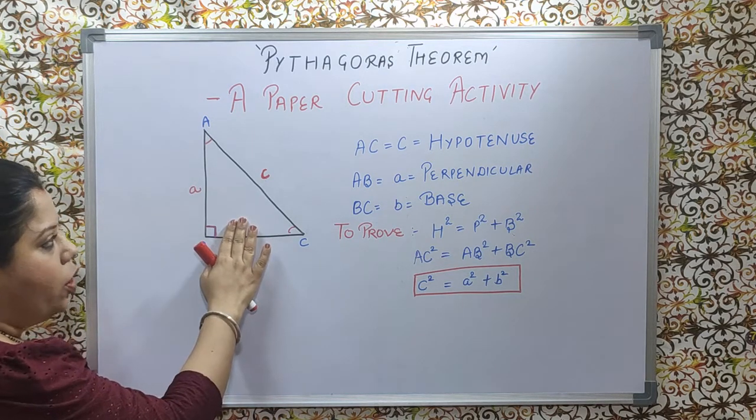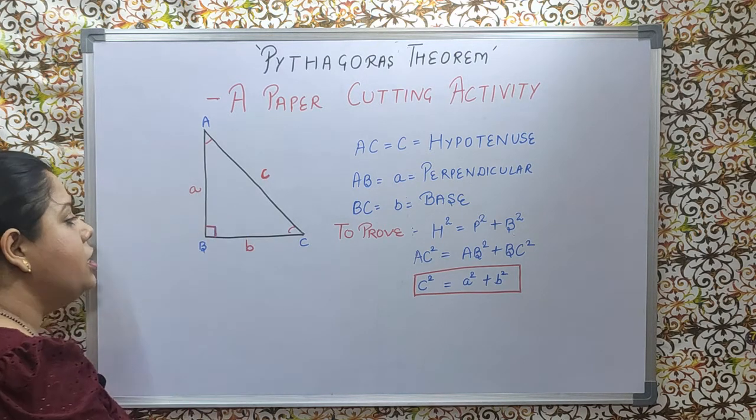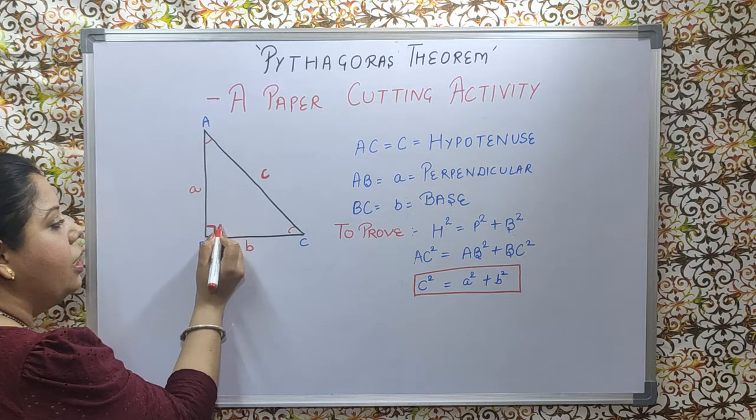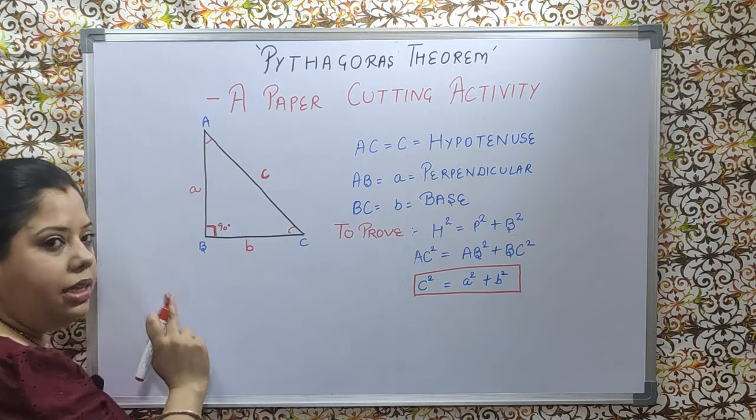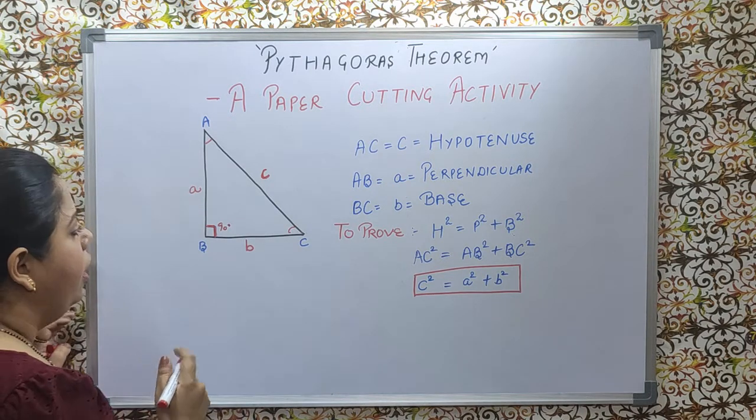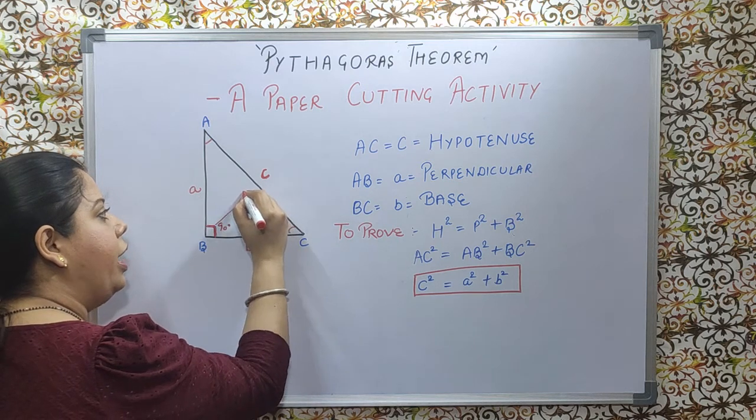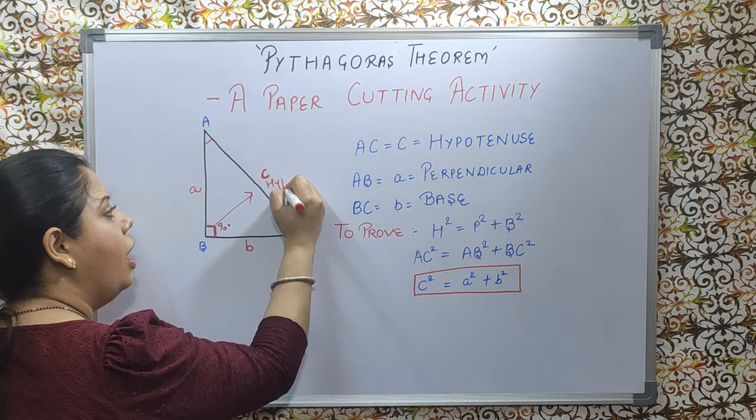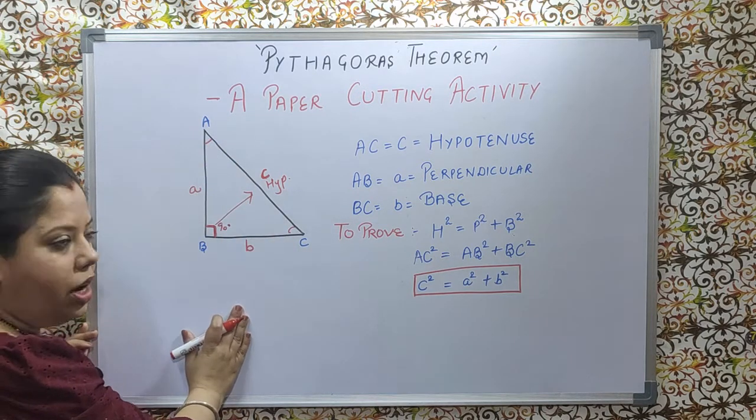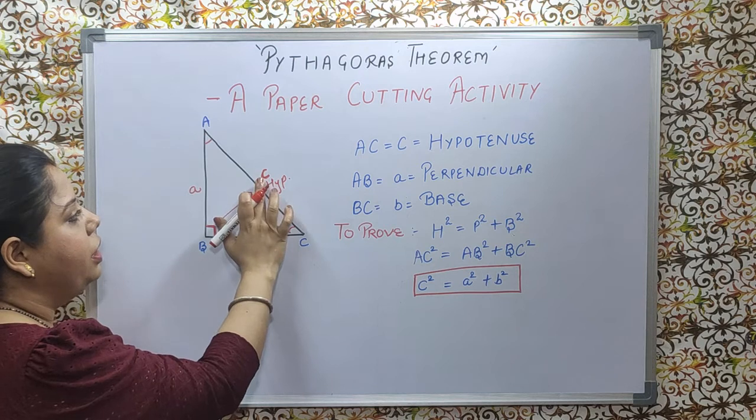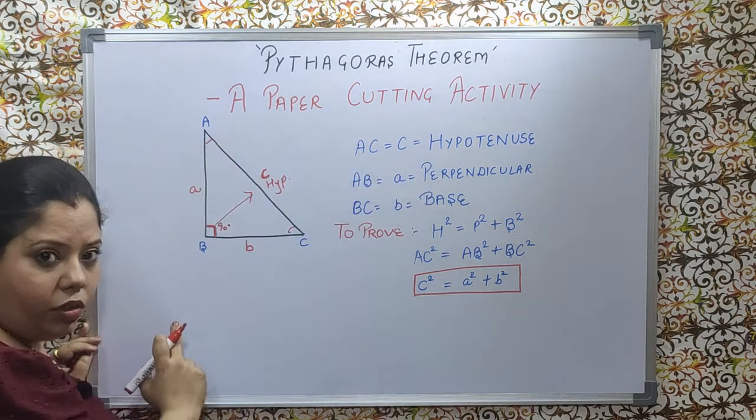So here I have drawn a right angle triangle in which I have marked angle B as 90-degree angle, and my angle A and angle C are acute angles. Now we know that the side opposite to the 90-degree angle is always termed as hypotenuse and it is always the longest side of the triangle. So I have named it as C. AC, which is equal to C, is my hypotenuse.